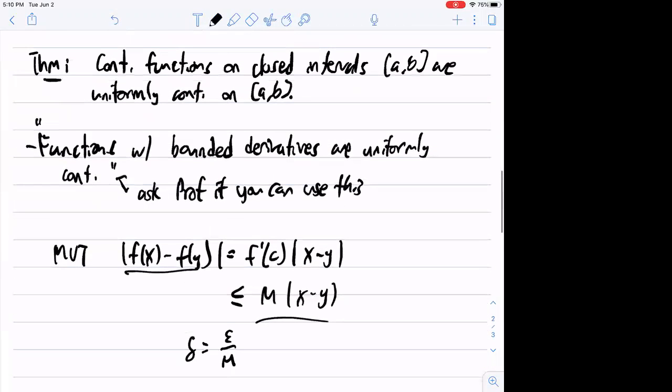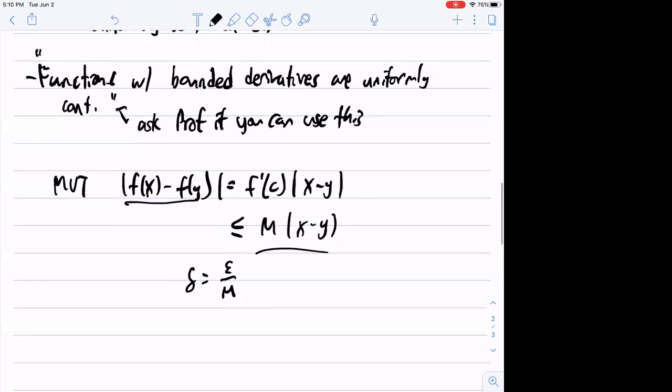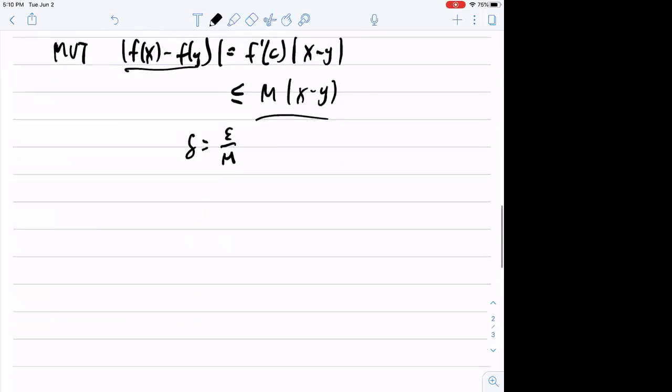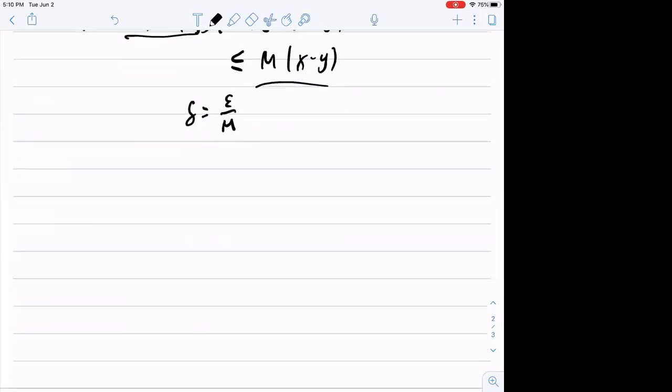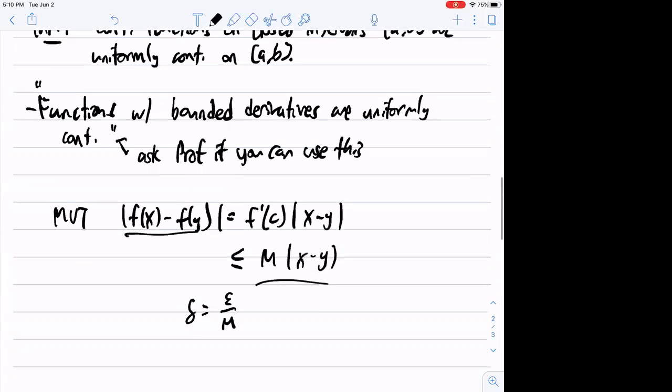So a priori, I'm not sure if you're allowed to use this, but if you can, at least for the quiz, I'm not gonna check what you use, right? So if the derivative is bounded on whatever interval, then you're golden.